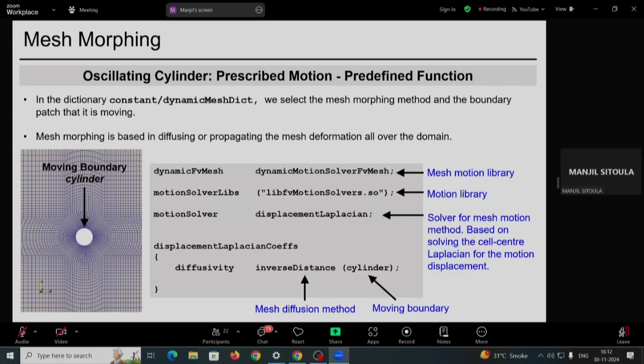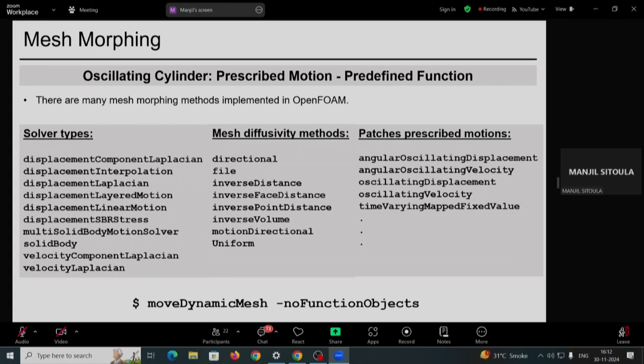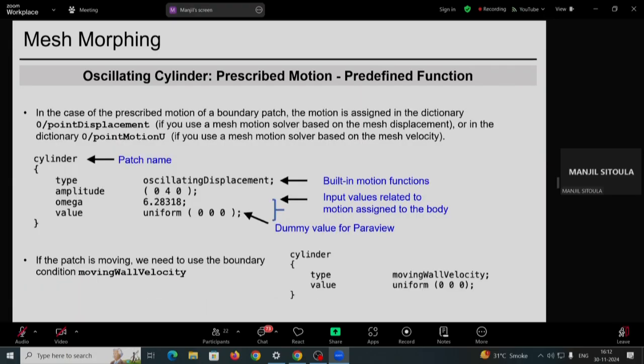So there are many solvers, and there are many mesh diffusivity types and prescribed body motions that are available. We will see this shortly. So the cylinder, this is the patch name, and we have given the mesh motion function. So how does our cylinder move? How does this patch move? We are given the type, the oscillating displacement. So it moves linearly as a sinusoidal function. So we have given the amplitude and omega, and this value is for the paraview.